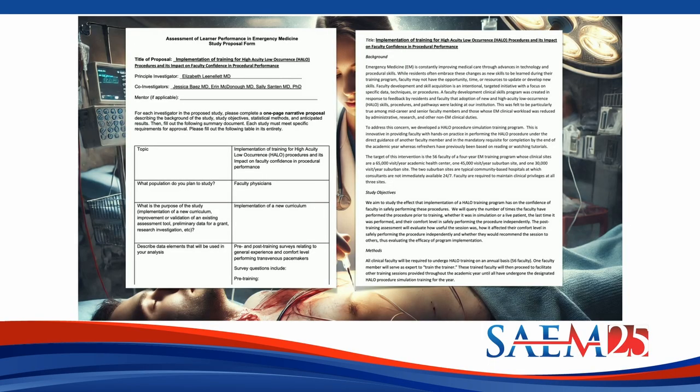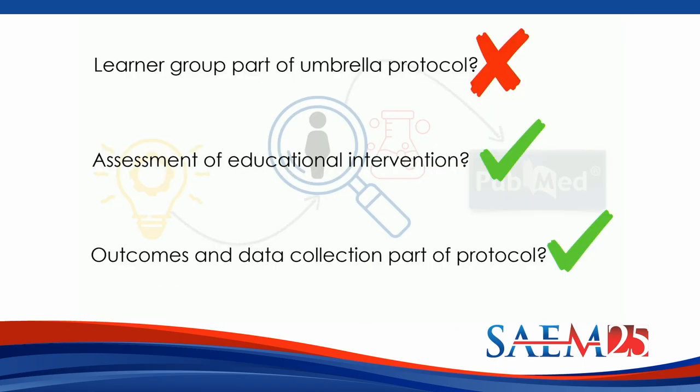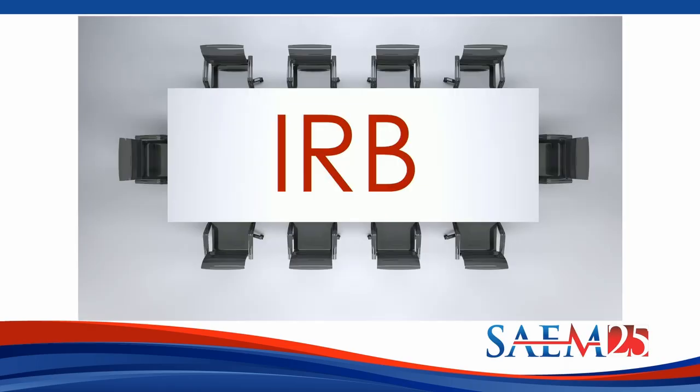Another project was this faculty development using high acuity, low occurrence procedures. And when this went through the review process, it was found that at that time the learner group, being faculty, was actually not part of the original umbrella protocol. But the assessment that was intended was an educational intervention, and the outcomes were. And so what we ended up having to do was go back to the IRB and ask for an addendum to our original protocol to add on an additional learner group.